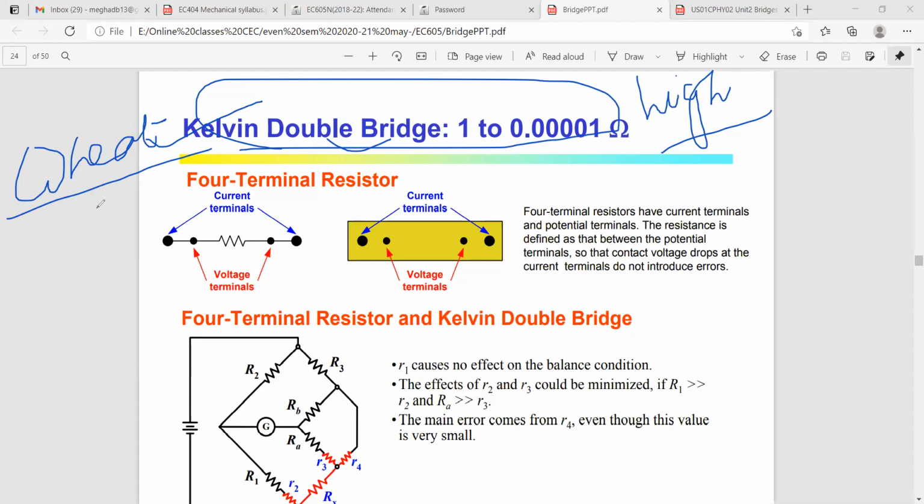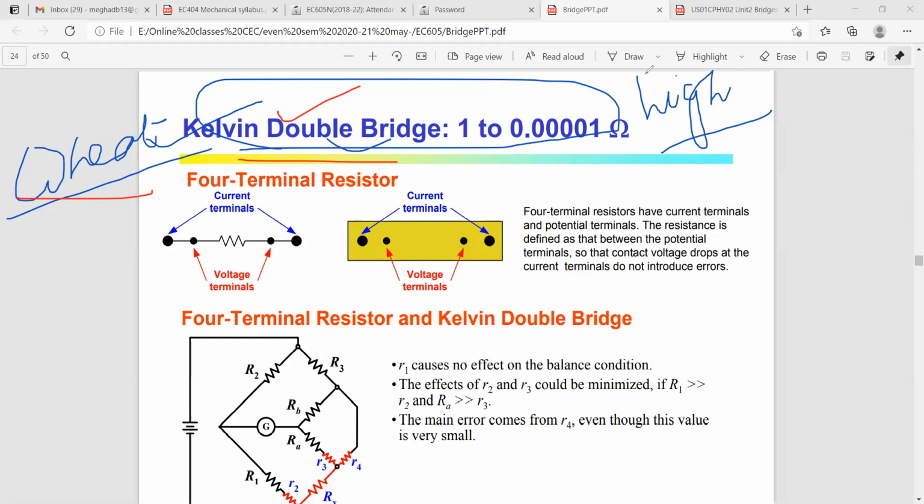But if we want to measure resistance below 1 ohm, then we will go with this Kelvin bridge. It becomes difficult because the leads connected to the galvanometer add up resistance along with the resistance of the device, leading to a variation of the measurement from the actual value of resistance. Hence, in order to overcome this problem in the case of Wheatstone bridge, we now opt for Kelvin bridge.